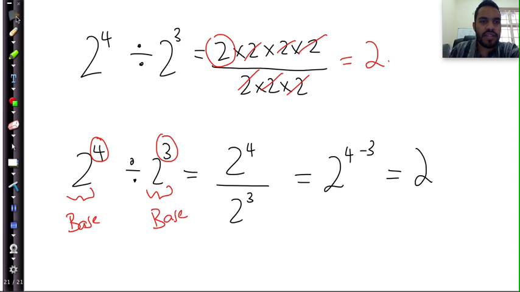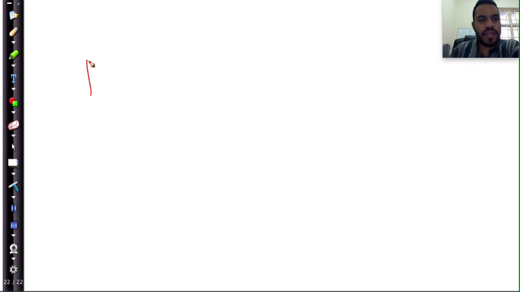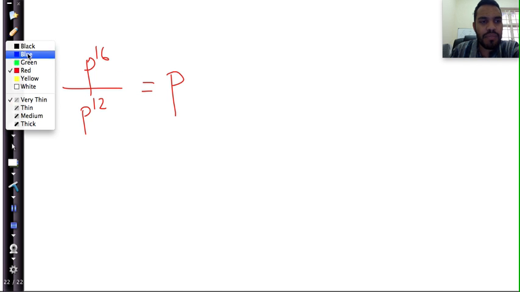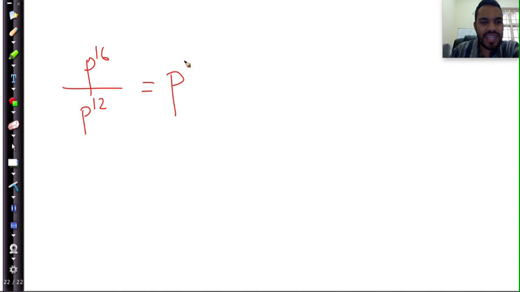Okay, let's look at another example. Let's take p to the power of 16 divided by p to the power of 12. The answer is just going to be p to the power of, again, same base, right? 16 minus 12. And then the answer is p to the power of 4.